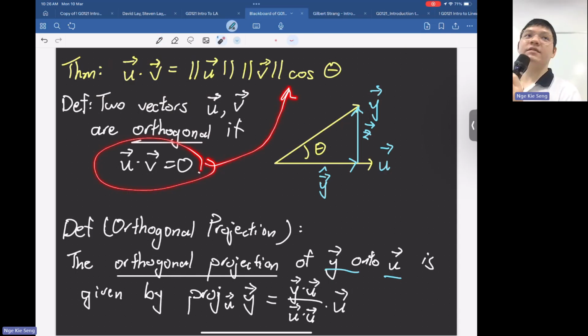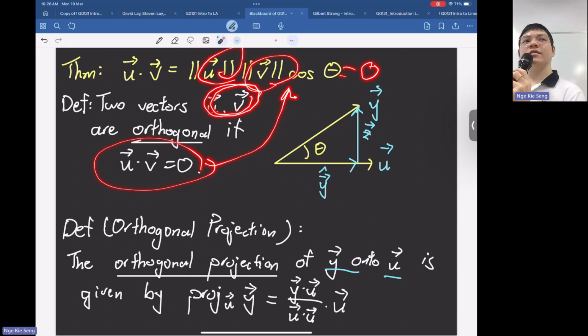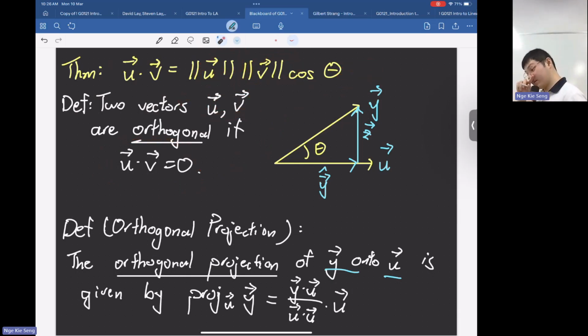Because go back to this theorem here. If you want this dot product to be 0, what happens? If these two are non-zero vectors, and usually we look at non-zero vectors, then their lengths should be non-zero. So what's the only way to make this product 0? Cos theta must be 0. So when is cos theta 0? 90 degrees. Yes, so they are perpendicular.